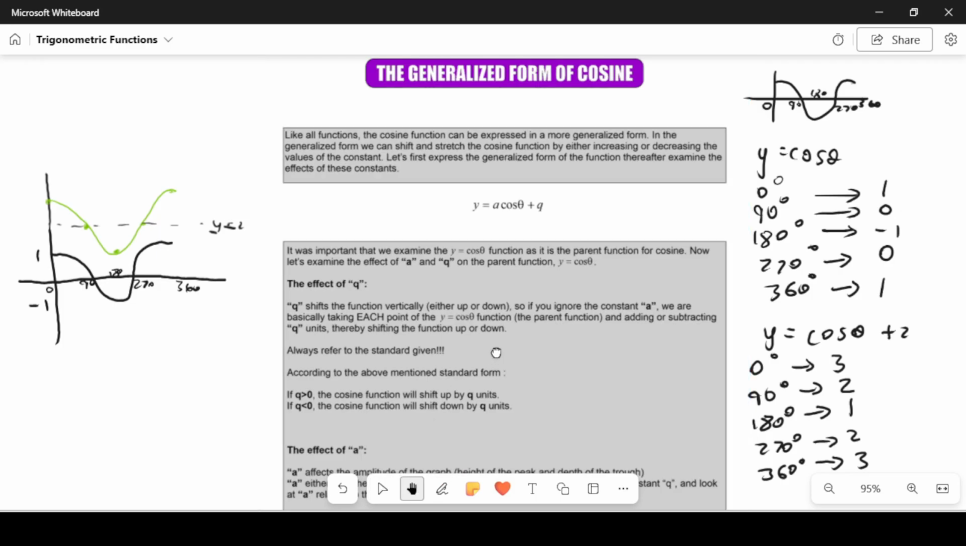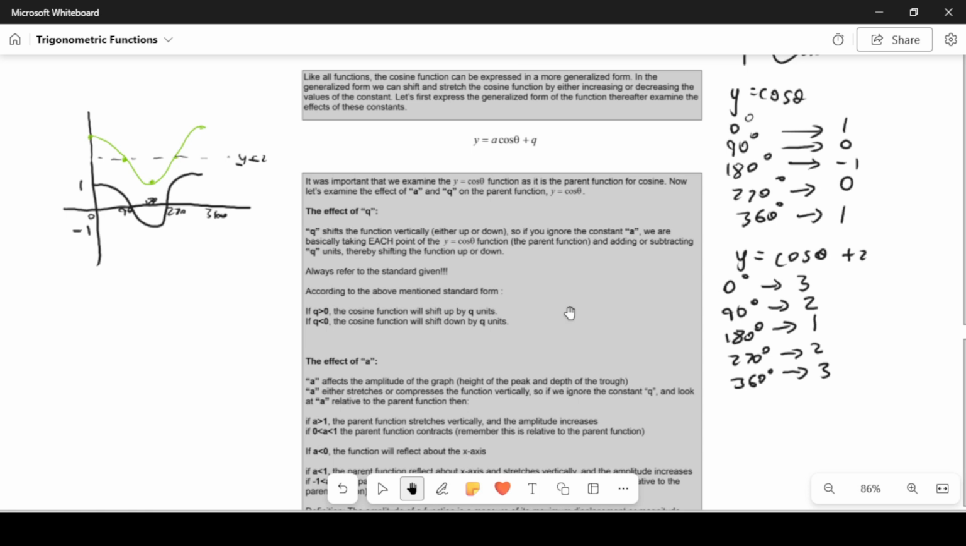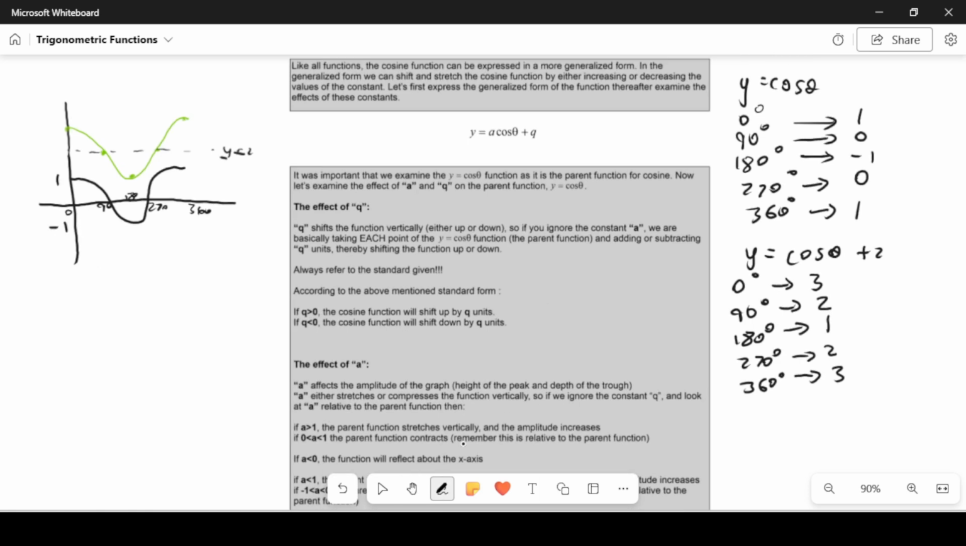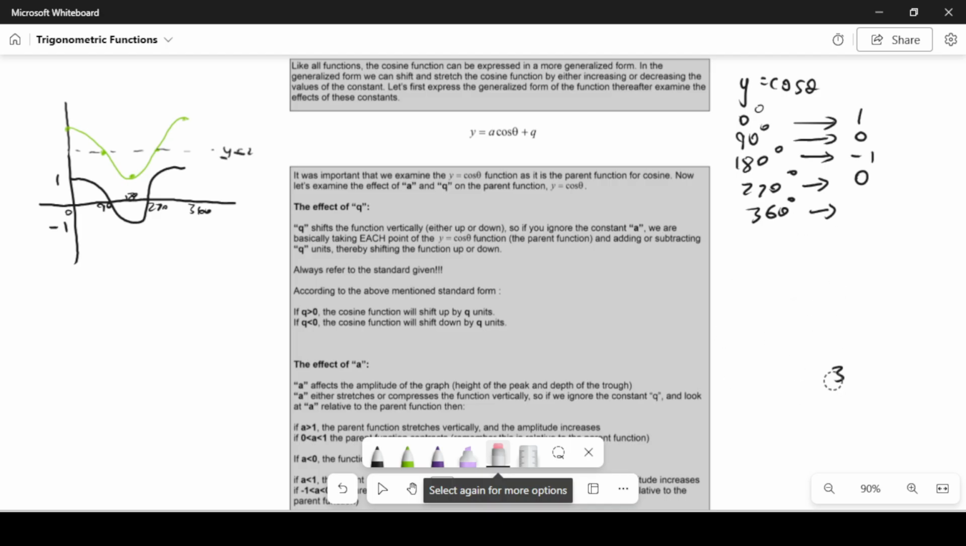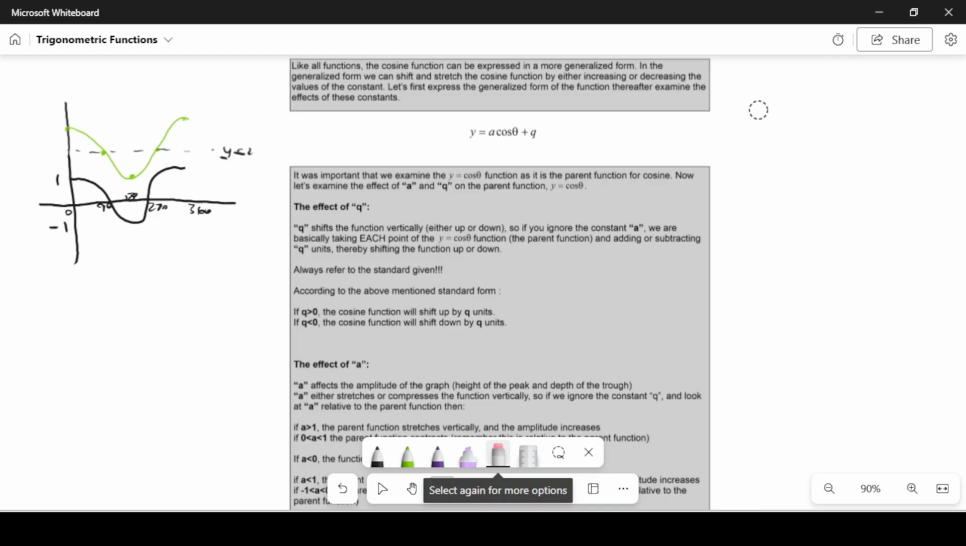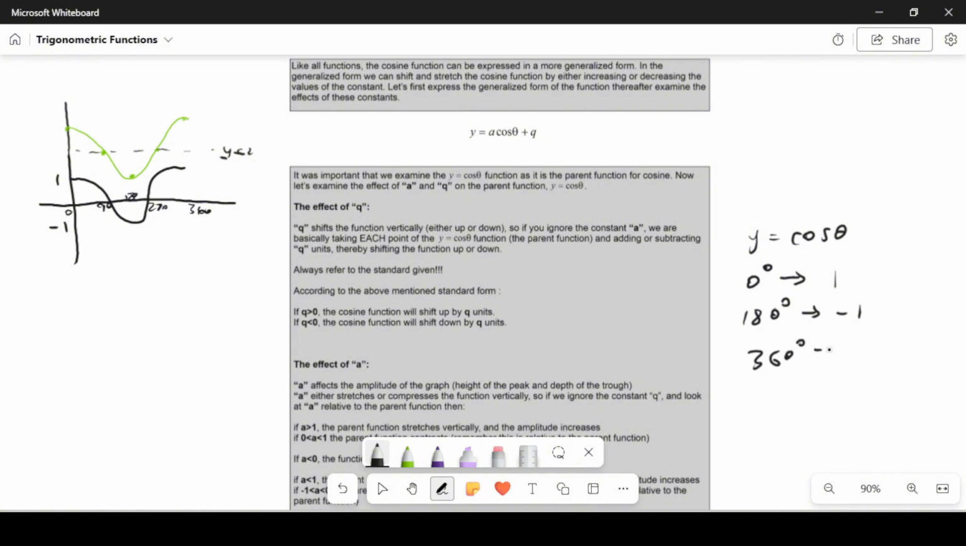Right. And then if you look at the a value, what does the a value do? It affects the amplitude of the function. Right, exactly as we said, that the amplitude is basically the peak and the trough, or it's the displacement or the distance from the equilibrium to the peak or from the equilibrium to the trough. And so normally we have the function y is equal to cos theta. Let's just focus on these values here, right? These values here, 0 and 360 degrees. At 0 degrees, we normally get 1. At 180 degrees, we get -1. And at 360 degrees, we get 1. Now, I'm not going to put these values in because when you multiply by 0, you don't get any change, right? It'll just be 0.